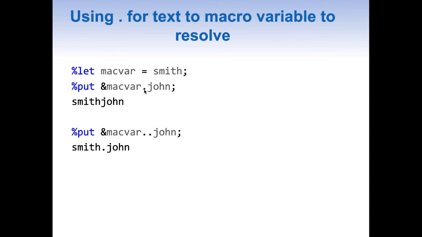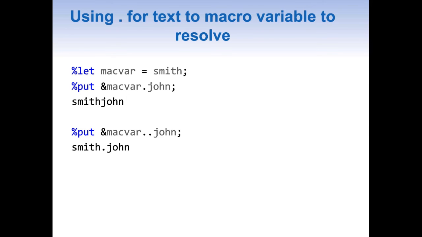All we need to do is add a dot, and then this resolves to Smith John. So what is happening in here? Ampersand macvar dot first resolves into Smith, and John is a text, and it becomes Smith John. And this is very important to understand. Whenever we want to add text to the back of a macro variable, we always need to add a dot, and this dot is the part of the macro variable and it resolves.